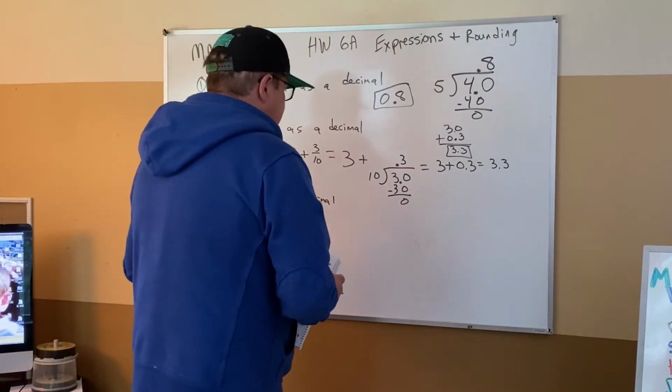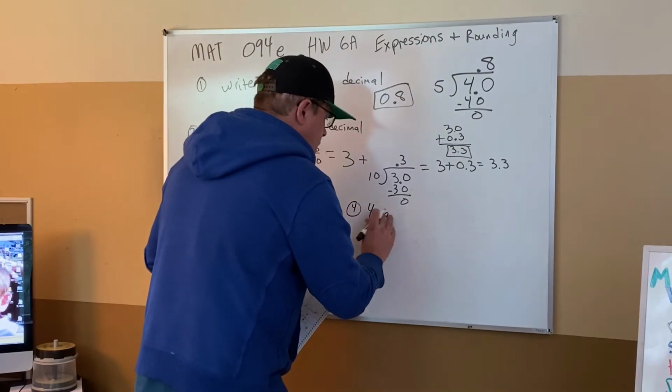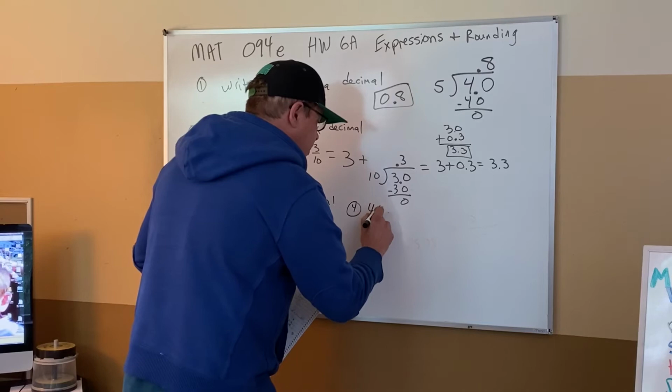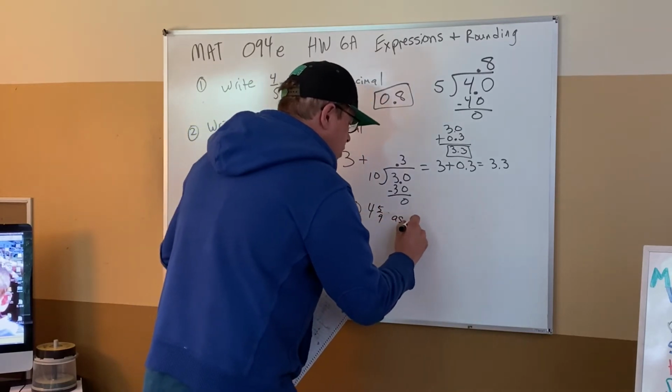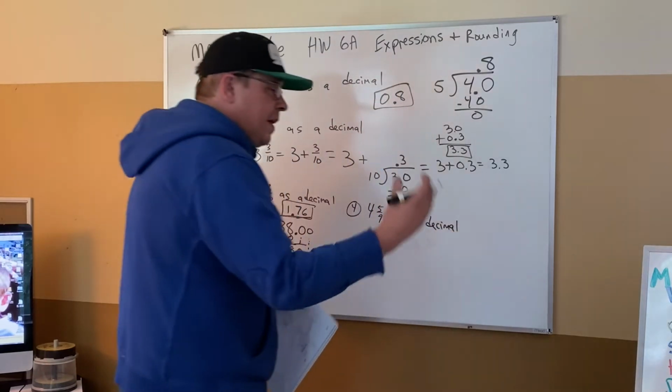Write 4 5/9 as a decimal. Okay. 4. Right, it looks like this. 4 5/9 as a decimal. This is going to be a repeating decimal. They're a little bit more annoying. We have to know when we find the repeating pattern.